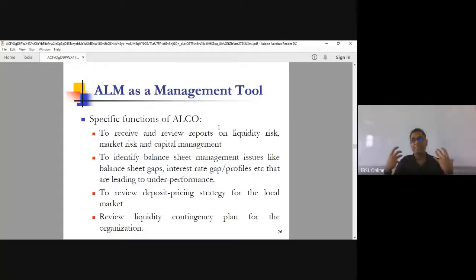That contingency plan has to be drawn out by finance, by treasury, and given by ALCO overall. So this is our liquidity contingency plan. And this is still relevant today. It's changing now. That whole thing also has to be reviewed and tabled at ALCO and reviewed periodically to see whether it is still relevant.